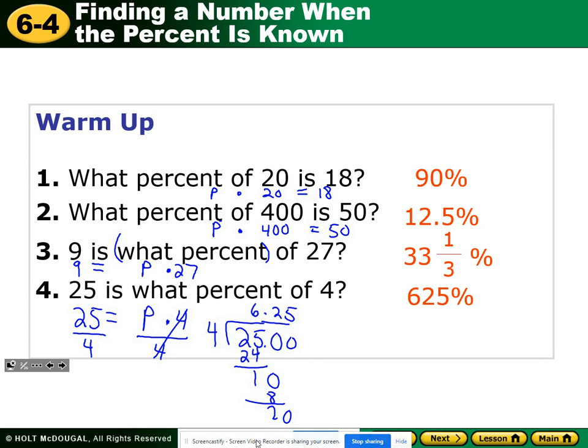Now, that's why we've always got to be careful. We always got to look at what's the variable, right? And that indicates what we've got to do. Because then we got to solve for those different things. All right?